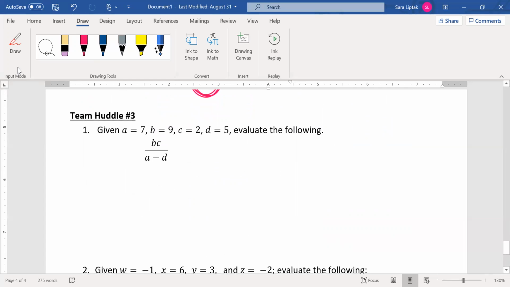So I would like you to try Team Huddle questions 1 and 2. If you need help, play the video and I can do it along with you. If not, pause the video, see if you can do it on your own. Then play back the video when you're ready. First step, remember you can always look at example 4 and just follow all of those steps. So first you want to substitute, and then you want to simplify any parentheses if there are any, and just keep going through PEMDAS. It will tell you exactly what to do in what order.